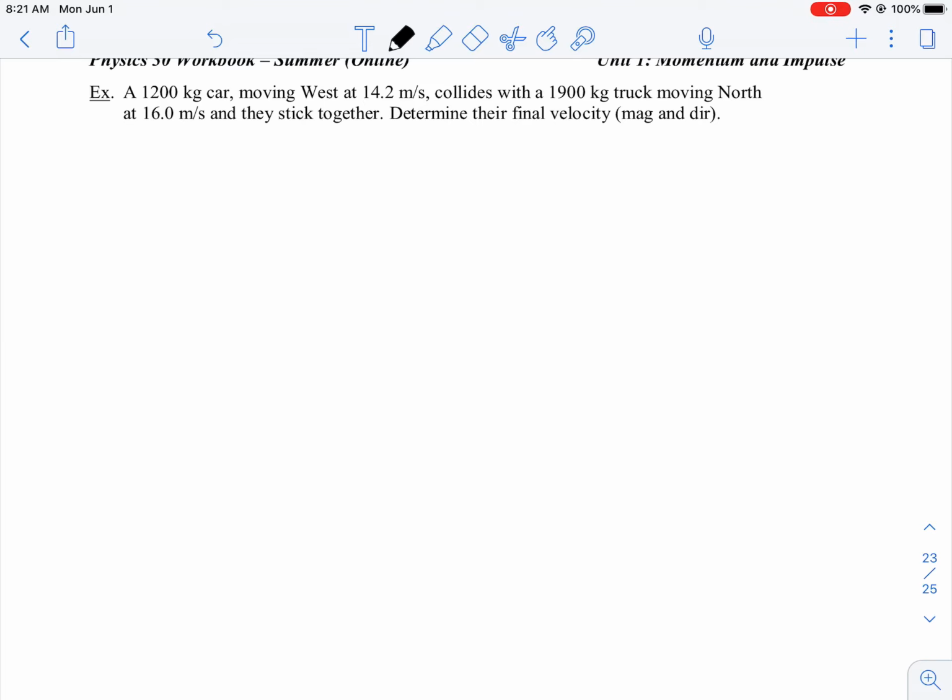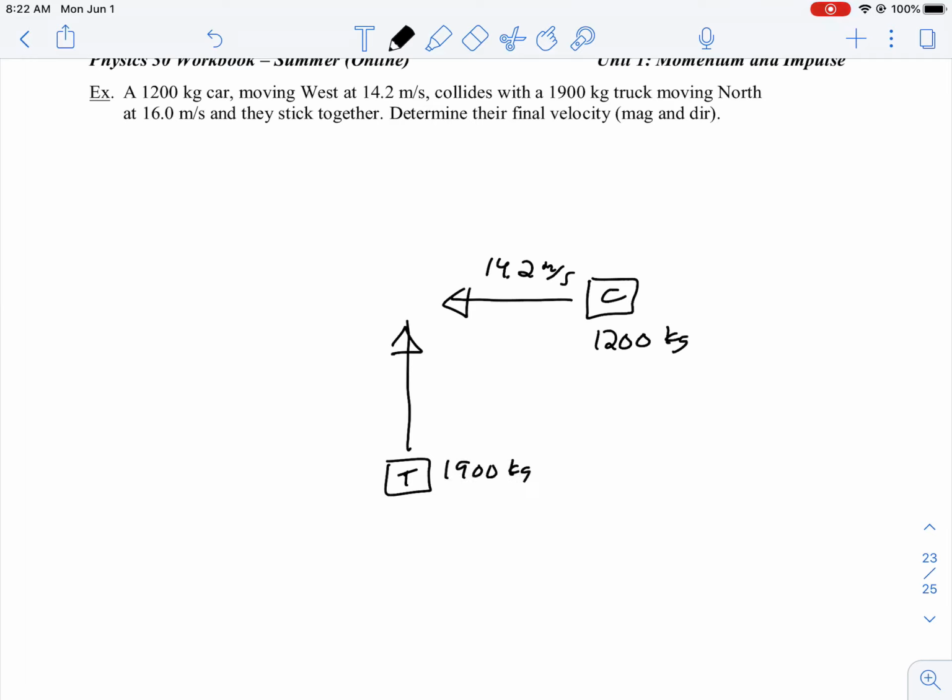So we have a car going to the west. I'm not going to worry so much about the quality. We're going to look around from the top here. So let's imagine we've got a car, and it's moving towards the west. Let's put some information on there. This is a 1,200 kilogram car moving at 14.2 meters per second. Then we have a truck going towards the north. So there's the truck, and it has a mass of 1,900 kilograms, moving to the north at 16 meters per second.